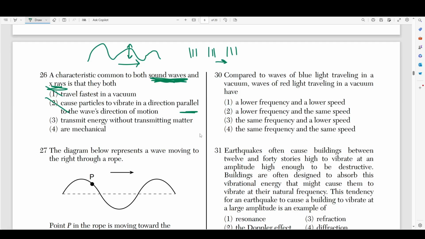So 3 says transmit energy without transmitting matter. This is going to be the correct answer simply because a sound wave and an X-ray are not mechanical, right? That's a light wave. And 3 is right because both of them do transmit energy without really transmitting any matter. They're just waves. They have very little mass.